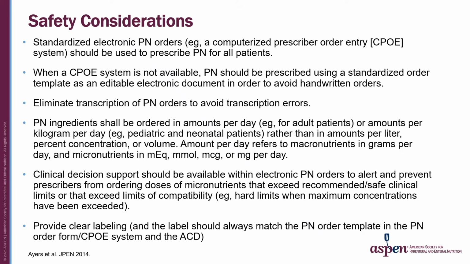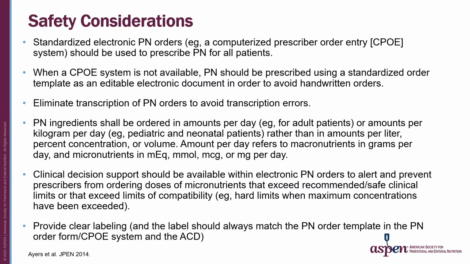Eliminate transcription of PN orders to avoid transcription errors. And PN ingredients shall be ordered in amounts per day for adult patients or amounts per kilogram per day for pediatric and neonatal patients. This format is preferred over amounts per liter, percent concentration, or volume. An amount per day refers to macronutrients in grams per day, micronutrients in milliequivalents, millimoles, micrograms, or milligrams per day.